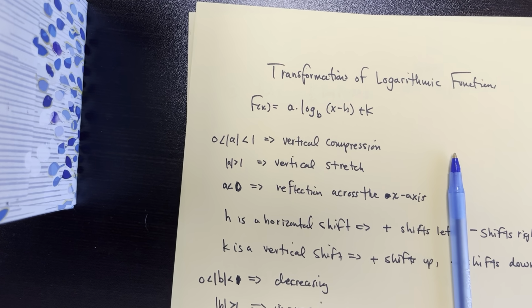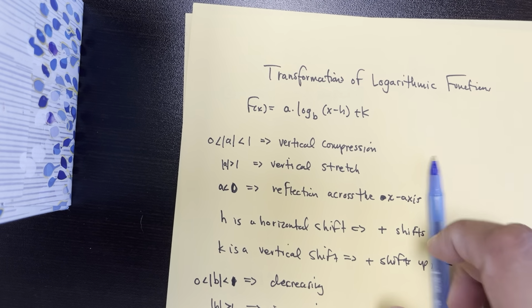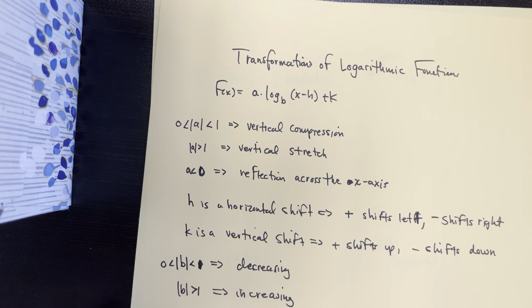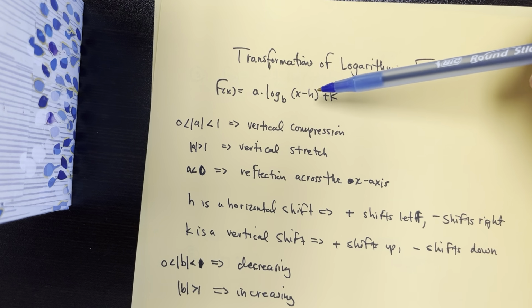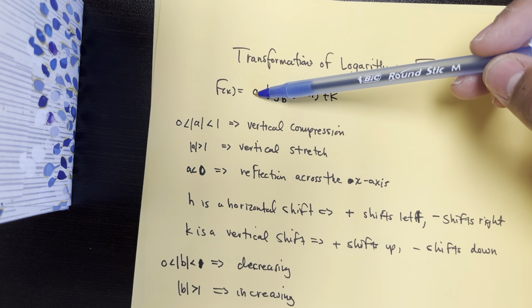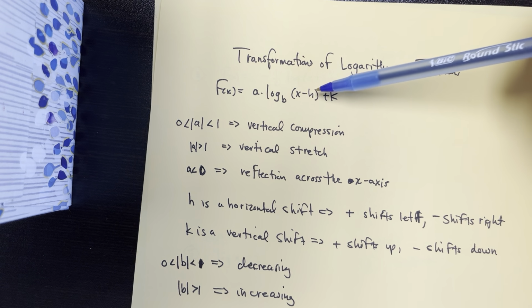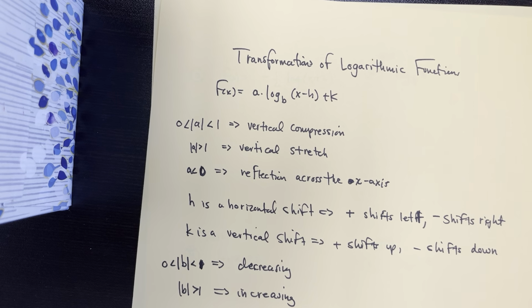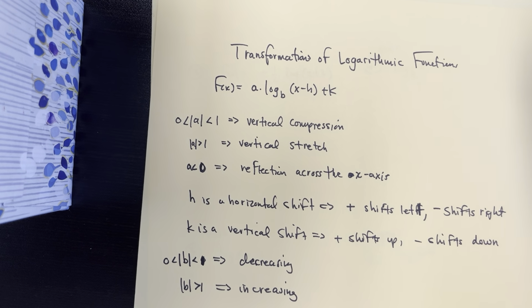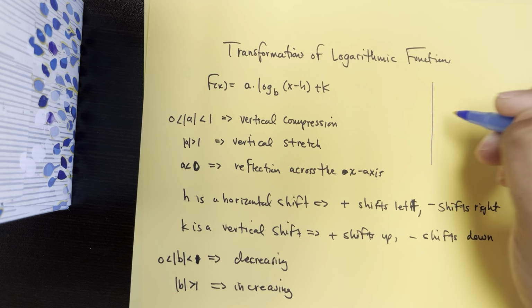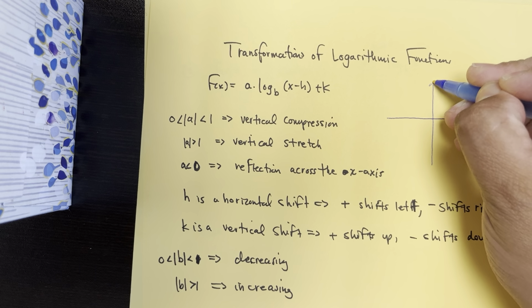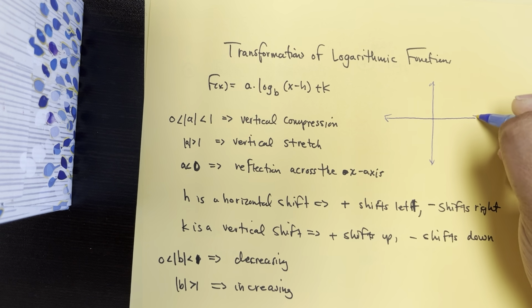Hey guys, so right now we're going to go over the transformations of logarithmic functions. For this one, they're pretty similar to the exponential functions. This is the general form that we're going to be looking at, because A affects the graph, the base B affects the graph, and H and K affect the graph. We're always going to be basing it in comparison to the parent function. The parent function is where we're all starting off.